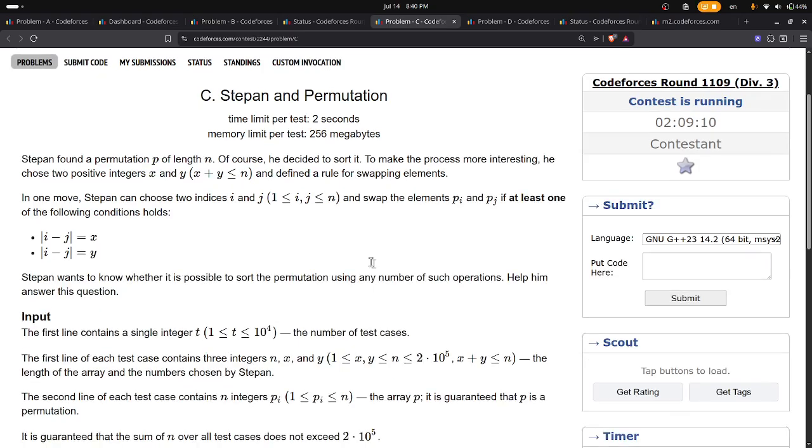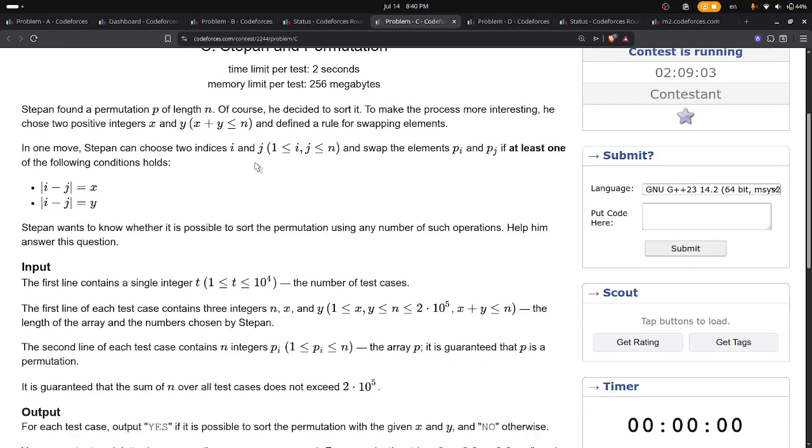Let's go to problem C. So Stephen found a permutation P of length n. Of course, he decided to sort it, to make the process more interesting. He chooses two positive integers x and y, less than or equal to n, and defines a rule for swapping elements. In one move, Stephen can choose two indices and swap the elements if at least one of the following conditions is met: the index difference must be either x or y. Stephen wants to know if it is possible to sort the permutation using any number of such operations.